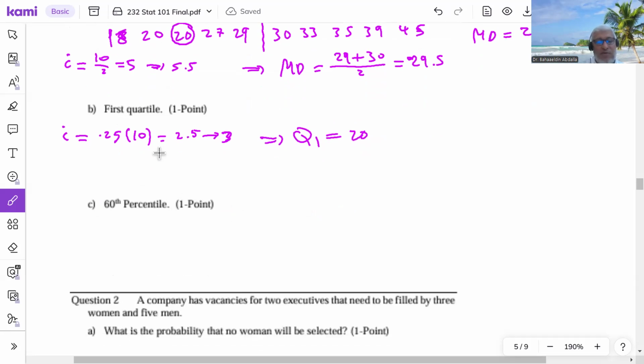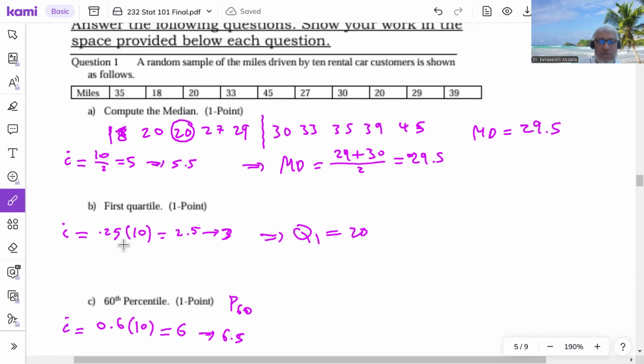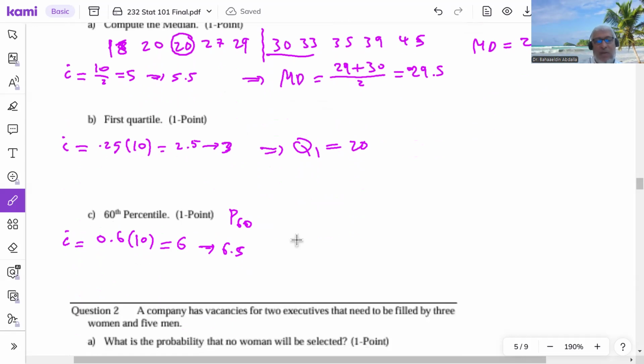But for the percentile, you have to follow this method. I need to find P60, the 60th percentile. So i is 0.6, which is 60 over 100, times 10, and this is 6. Since it is a whole number, you go to 6.5, the entry in the 6.5 position. So 5, 6, 7, it is between 30 and 33. So P60 is 30 plus 33 over 2, which is 31.5. So this is the 60th percentile.